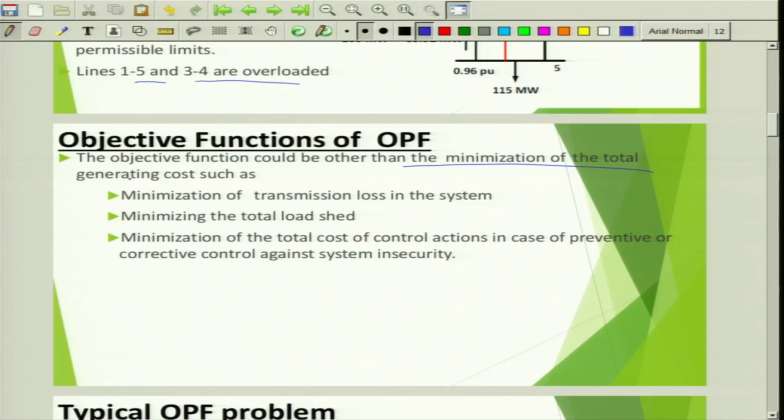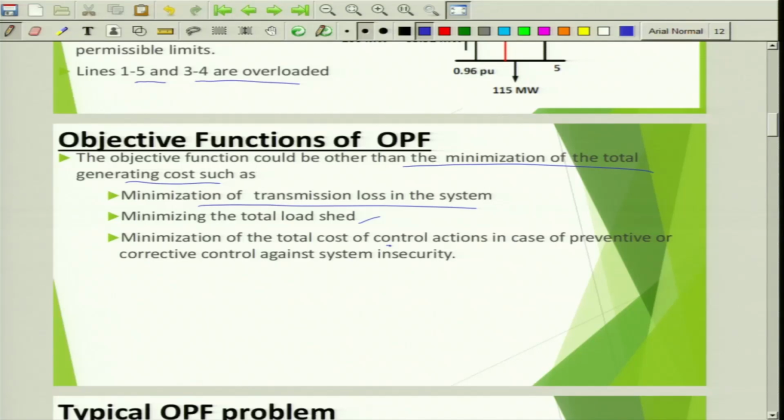So the objective function could be other than the minimization of the total generating cost. Of course, that will be there. Apart from that, there could be many other objectives that need to be met. The first could be minimization of transmission loss in the system. Second could be minimization of total load shedding. You do not want your customer to suffer due to frequent power outages, so you need to satisfy your customer. So minimizing the total load shedding could be one of the objectives, and also minimizing the total cost of control actions in case of preventive or corrective control against system insecurity.